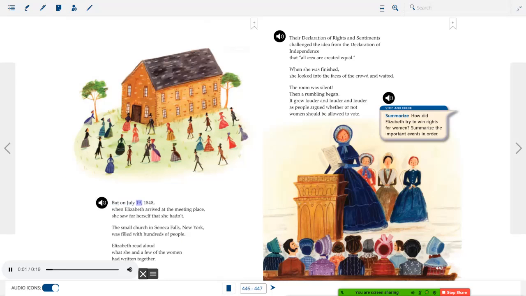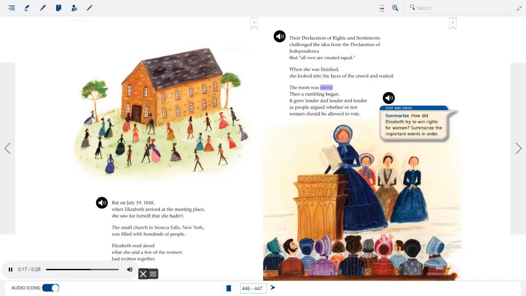But on July 19, 1848, when Elizabeth arrived at the meeting place, she saw for herself that she hadn't. The small church in Seneca Falls, New York, was filled with hundreds of people. Elizabeth read aloud what she and a few of the women had written together. Their Declaration of Rights and Sentiments challenged the idea from the Declaration of Independence that all men are created equal. When she was finished, she looked into the faces of the crowd and waited.